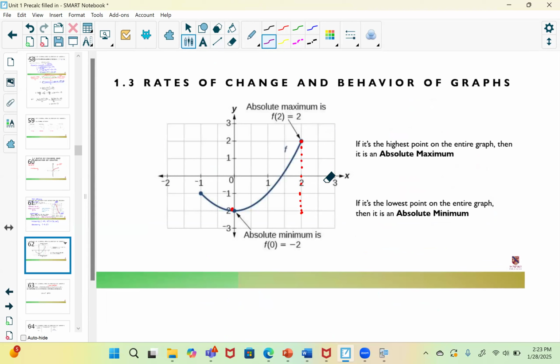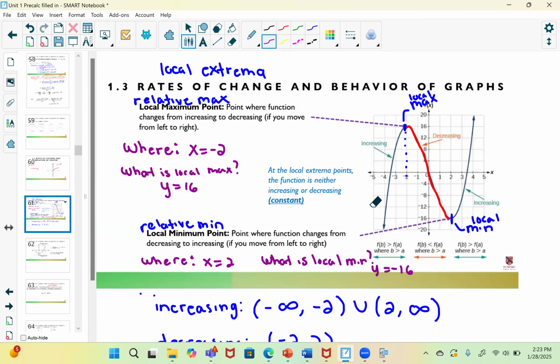Now, the highest local max is called an absolute max. Okay, and so the absolute max is the highest point on the entire graph. Now, some graphs, like this one, do not have an absolute max or min, because this arrow means it goes up forever, and so it has no max. This arrow means it goes down forever, so it has no min.